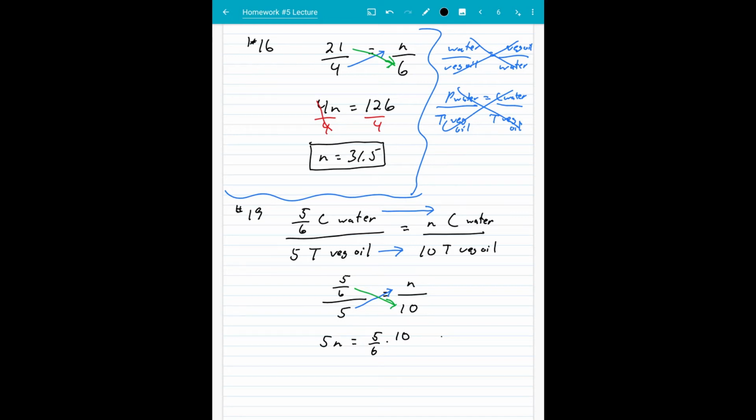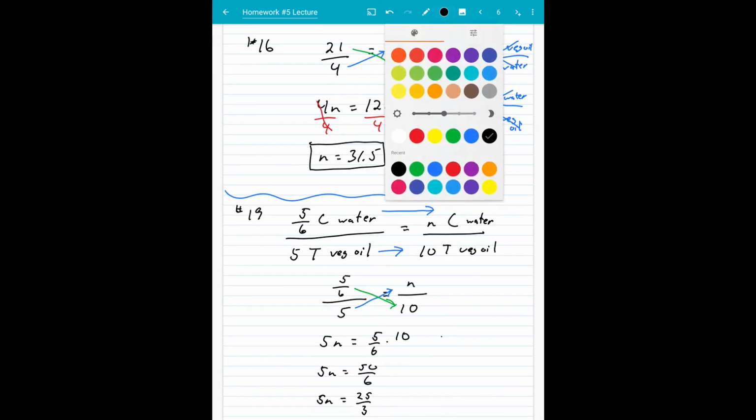I'm going to go ahead and multiply 5 times 10. So this will give us 5N is equal to 50/6. And then we can reduce 50/6 to a whole number or to a reduced fraction. We can divide both of them by 2 if we want to make it look a little simpler, which is 25/3.